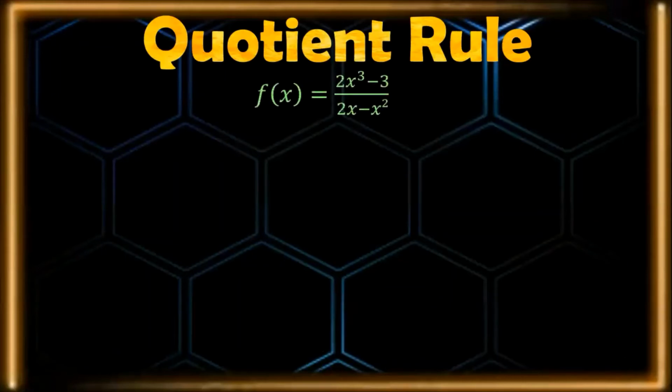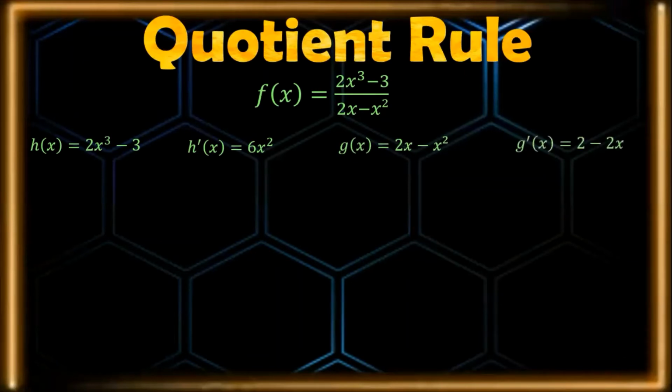Let's have the third example. f of x is equal to 2x cubed minus 3 all over 2x minus x squared. So same process, we will identify h of x and its derivative, then g of x and its derivative. So h of x is the numerator, that's 2x cubed minus 3. Its derivative is 6x squared. Then the g of x, which is our denominator, that's 2x minus x squared. Then its derivative is 2 minus 2x.